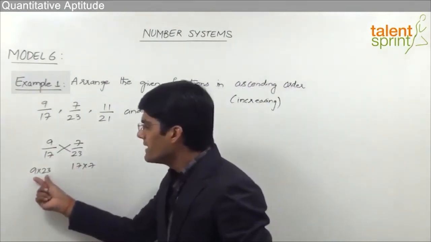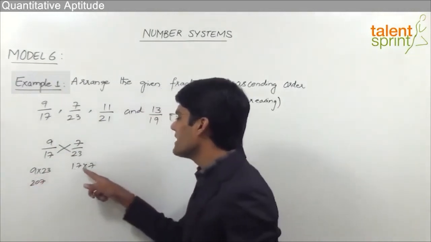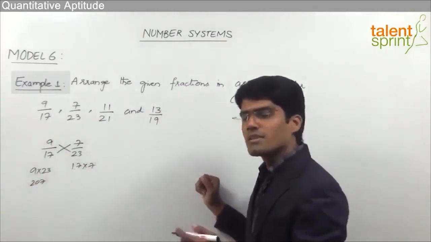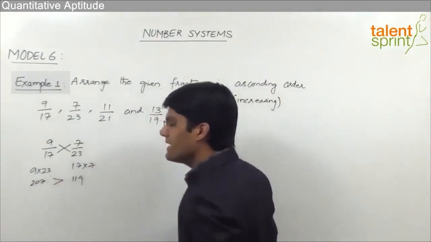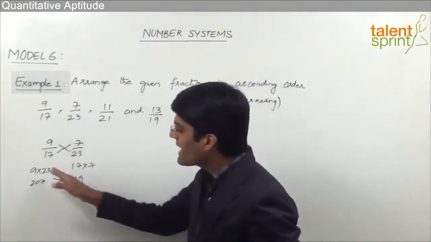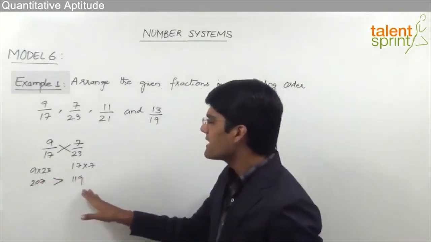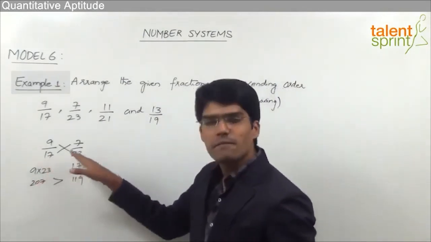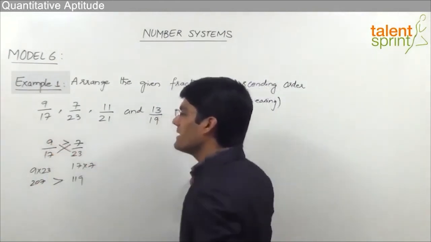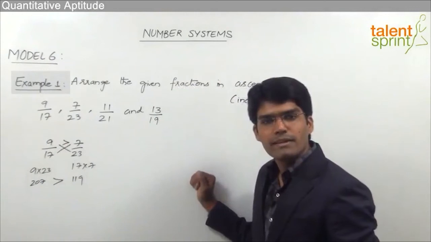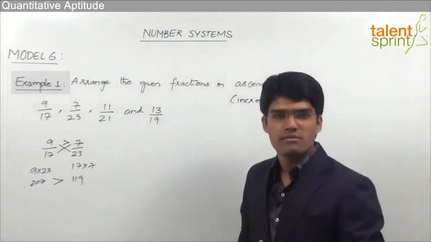9 into 23 is 180 plus 27, 207, and 17 into 7 is 70 plus 49, that is 119. We know that 207 is greater than 119. That means the left hand side here is greater than the right hand side. So if the left hand side is greater than the right hand side, we can say that the left fraction is greater than the right fraction. So definitely 9 by 17 is greater than 7 by 23. This is how we can compare two fractions with the help of cross multiplication.